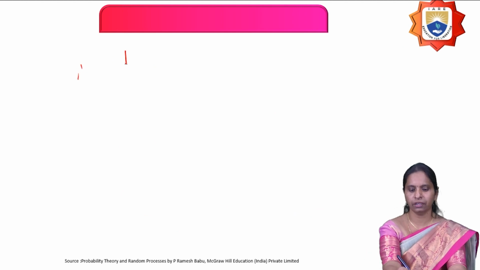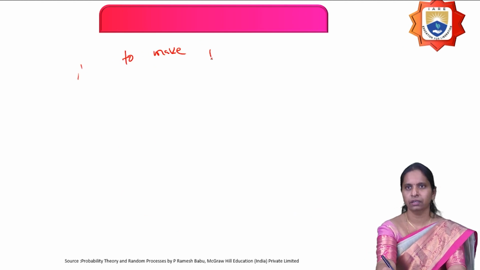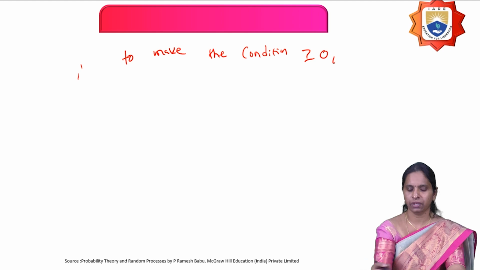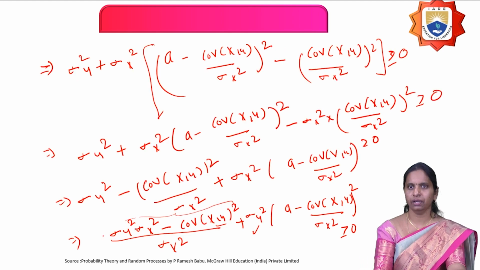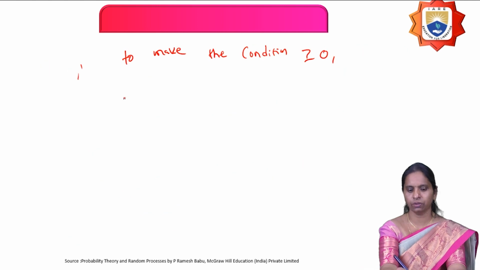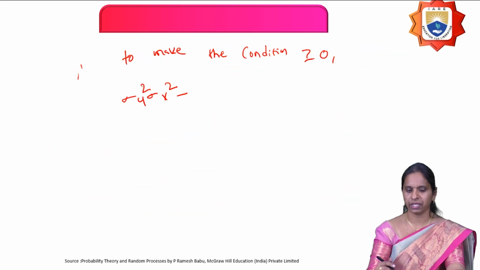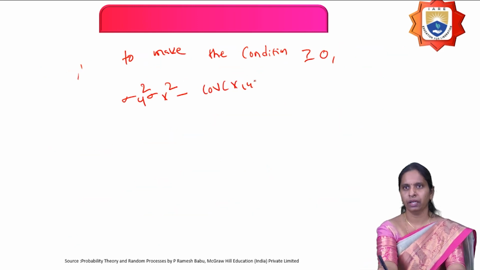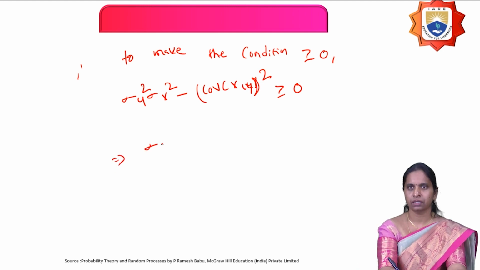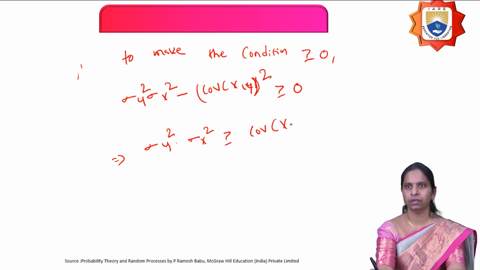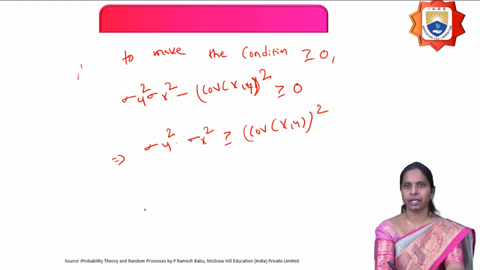Therefore, in order to make the condition satisfied, what is the condition here? This part should be positive. Nothing but sigma y square into sigma x square minus covariance of x comma y whole square, which is greater than or equal to 0. That implies sigma y square into sigma x square greater than or equal to covariance of x comma y whole square. So take the square root on both sides.